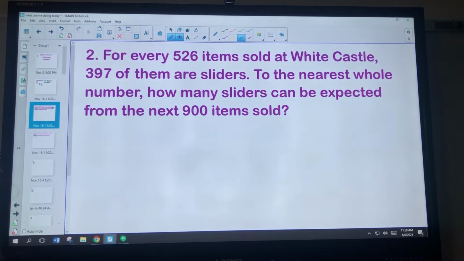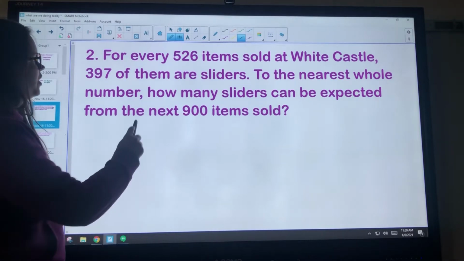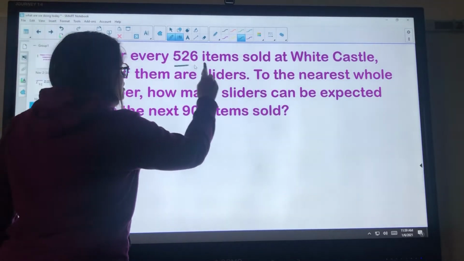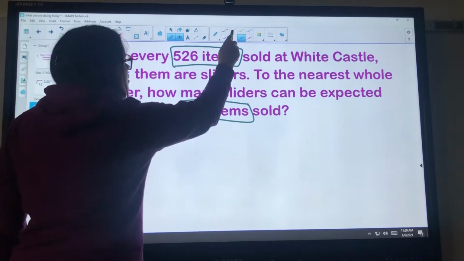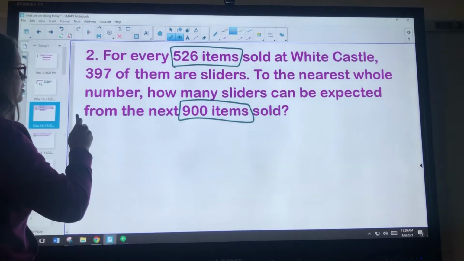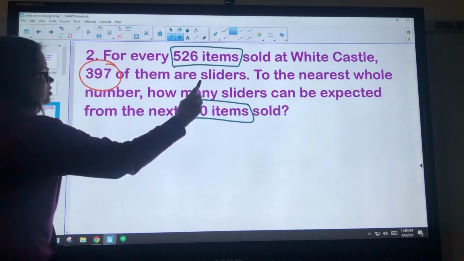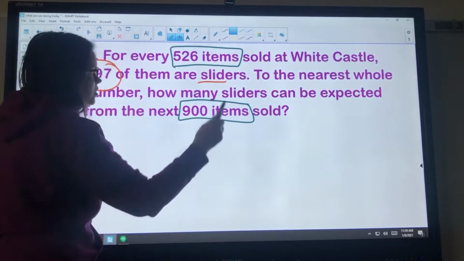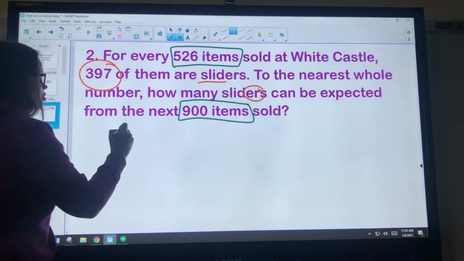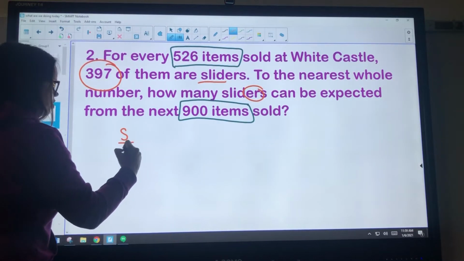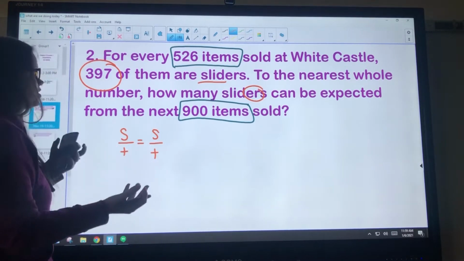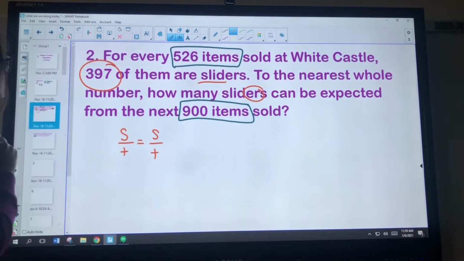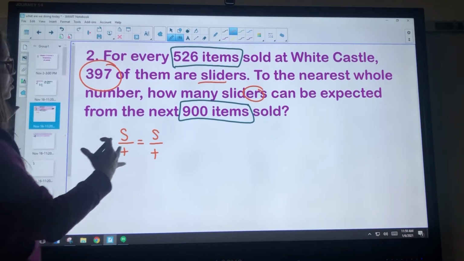So you were taught how to set these up. So you have two things going on. You have total items, and here you have another total items. And then here you have number of sliders, and they want to know number of sliders. So you just do your sliders over the total equals sliders over the total. You're just keeping them in corresponding spots. And it doesn't matter which one you put which, as long as you put like each story together. So you put the first story together.